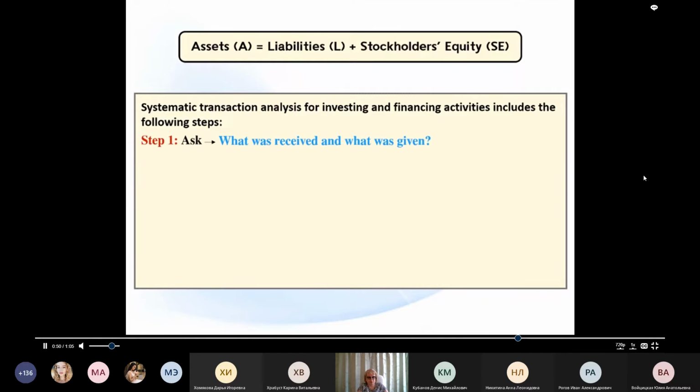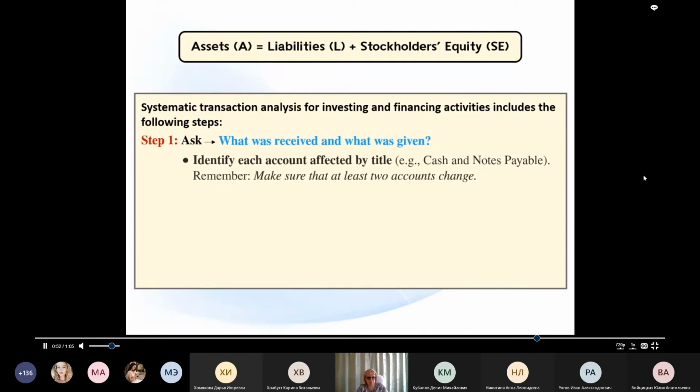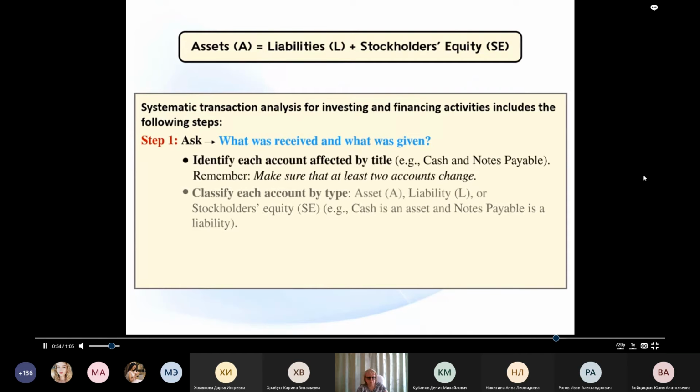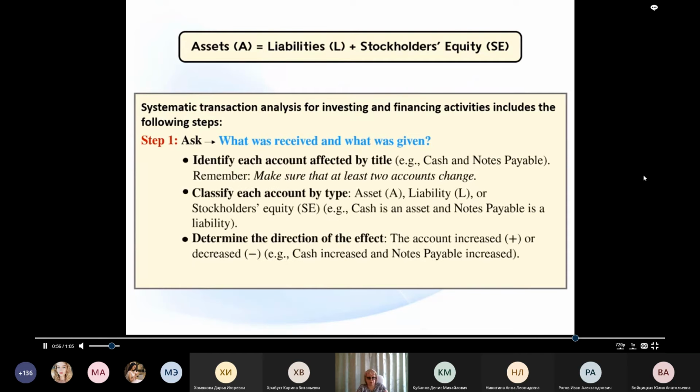First, consider what was received and what was given. After identifying the accounts affected, classify each type of account and decide if the transaction causes each account to increase or decrease. Second, be sure that the accounting equation is in balance.